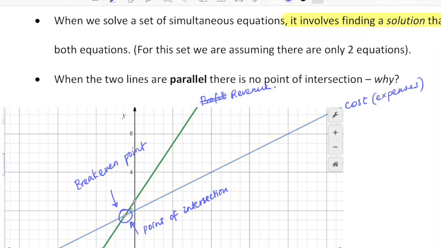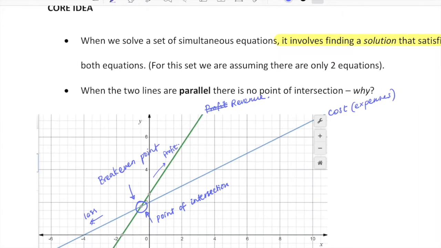What that means is that anything below the break-even point is what we're going to call a loss, and anything above the break-even point is what we're going to call the profit. We will be exploring this in some more detail later on, but just keep in mind that this is an example of how we could use simultaneous equations outside of just maths.